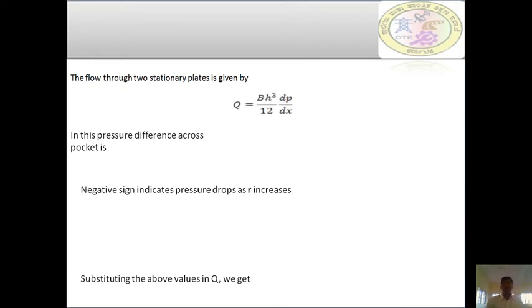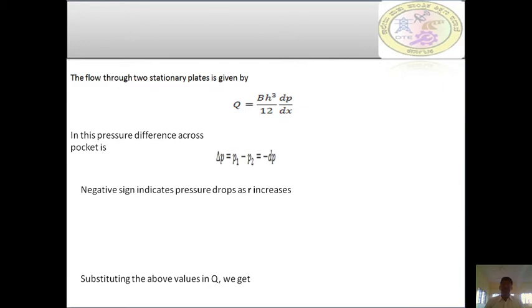This is the equation. The flow through two stationary parallel plates is given by Q equals B H cube divided by 12 into dP by dx. It is the pressure gradient with respect to the length of the bearing, that is dx. B is the width of the plate, H is the thickness of the oil film, and 12 is a numerical constant.